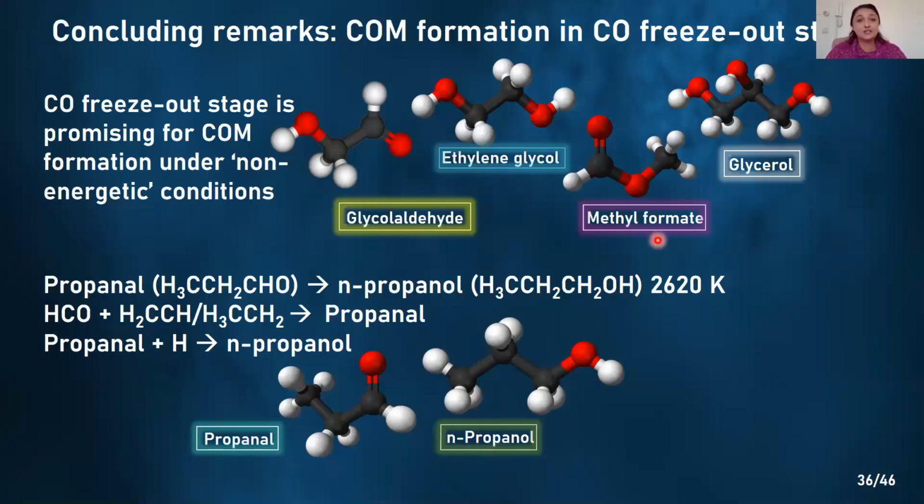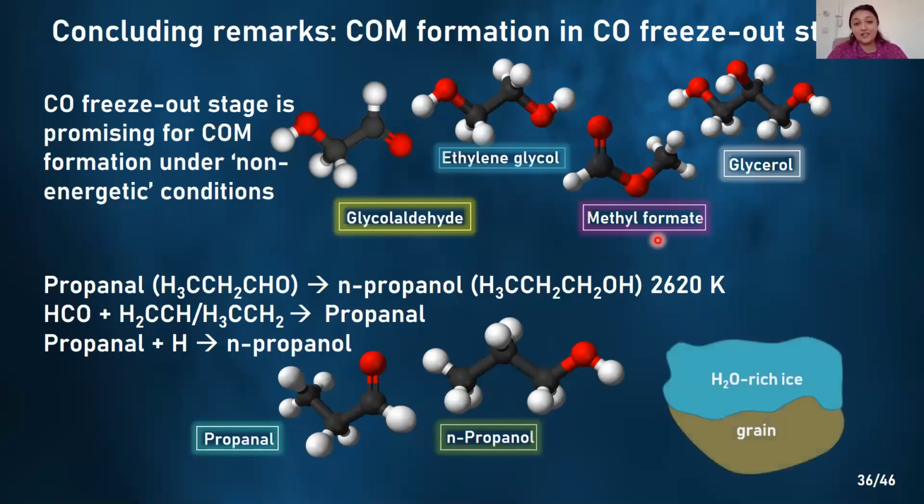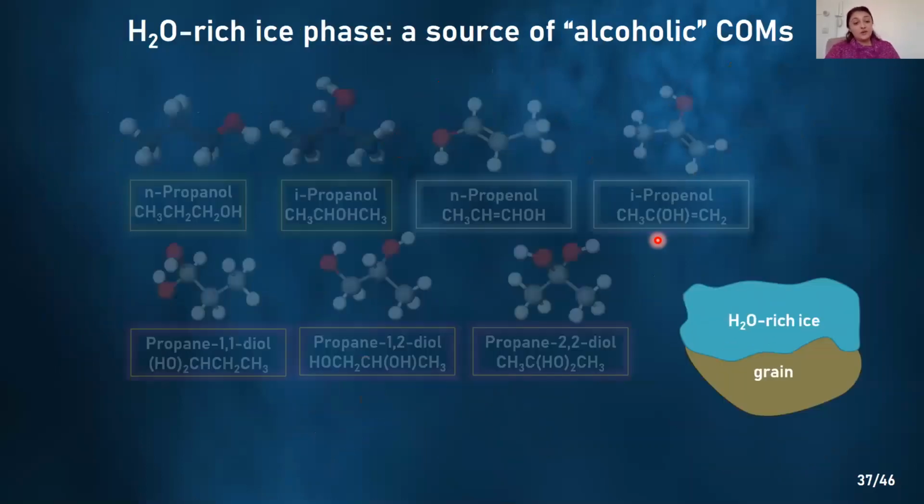Although n-propanol is still elusive in the observational surveys, we recently investigated the chemistry in the water-rich ice phase. Because of the availability of the OH radical, we find that a number of alcohols have the potential to be formed during this phase, including n-propanol. So now I'm going to segue to the water-rich ice phase, where all of these COMs are alcohols and form starting from propyne.